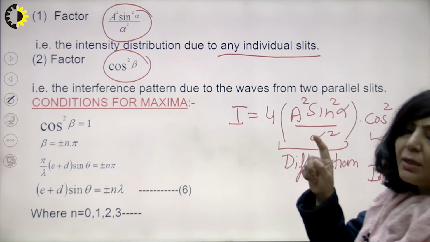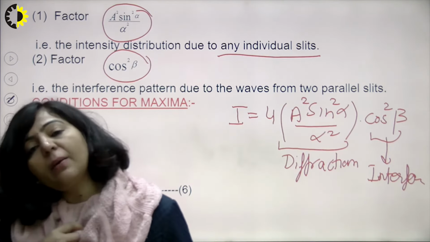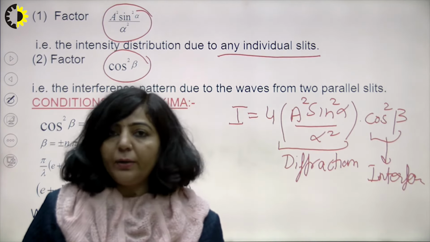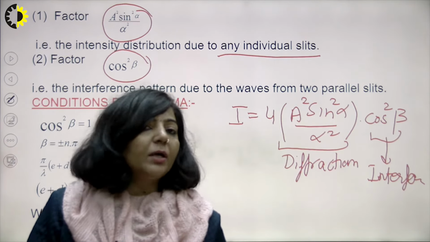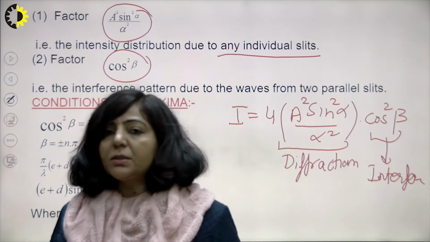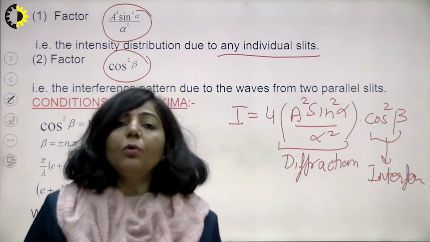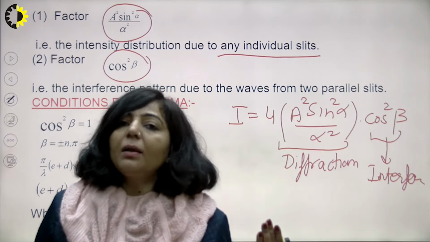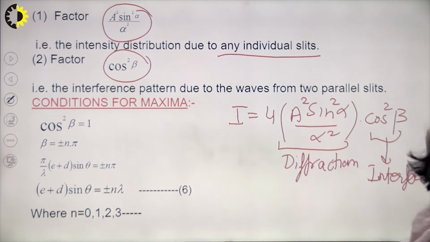So why am I saying cos square beta represents the interference pattern? Because cos square beta has only two possibilities: either it has its maximum value, 1, or its minimum value, 0. There is no other possibility. 1 means maxima, 0 means minima. In interference we have only two possibilities, either maxima or minima. There is nothing like secondary maxima in interference. That is the reason cos square beta represents our interference term.